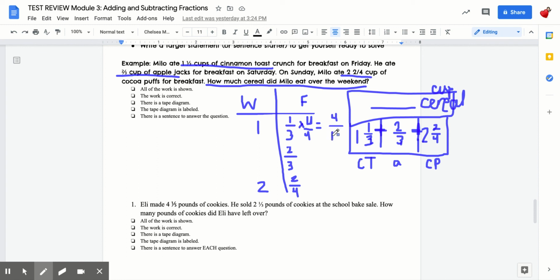So 1/3 times 4/4 is 4/12. Again, 2 times 4 is 8. And then we need to multiply 2/4 by 3/3, and we end up with 6/12. So right here, right off the bat, with our fraction side, we end up with 18/12. Well, that is more than a whole.